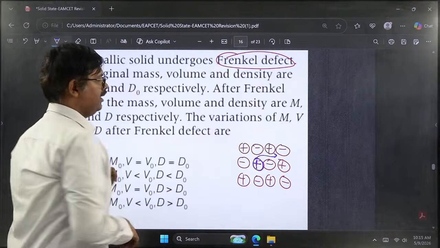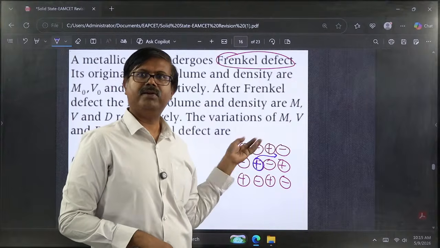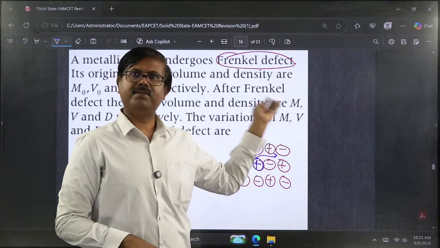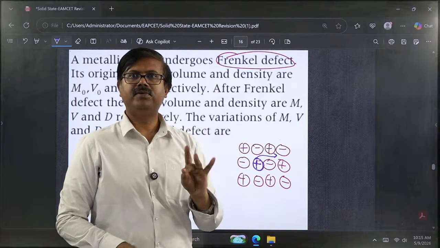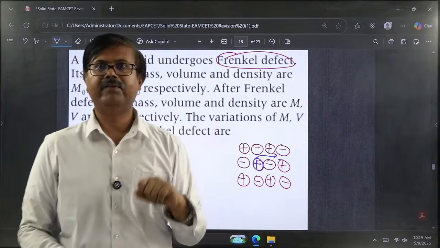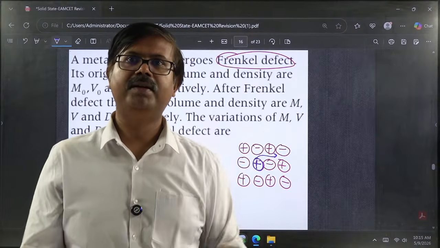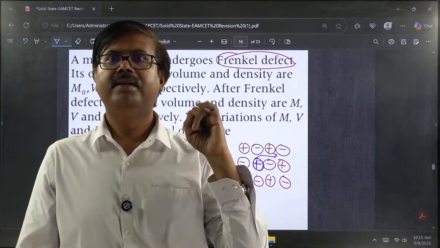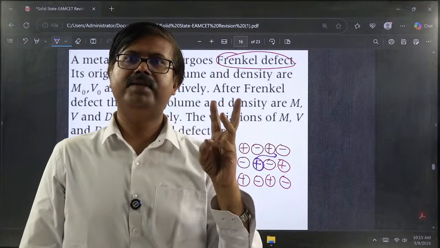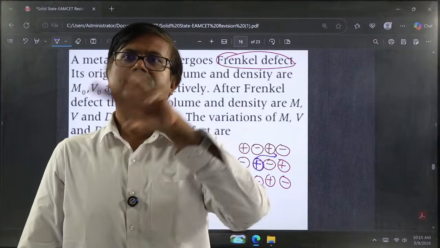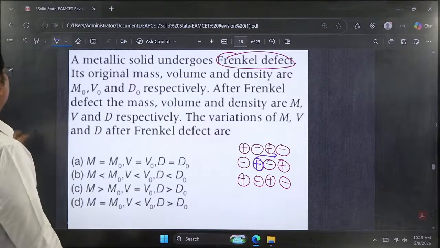Now, in Frenkel defect, mass is not decreased because the ions are present somewhere else, but in the lattice only. So mass no change, volume no change, density no change. In Schottky defect, since some ions are completely missing from the lattice, mass decreases, but volume will be the same because volume means the entire thing you take. So density will decrease in the Schottky defect. Now keeping this in mind, answer this.